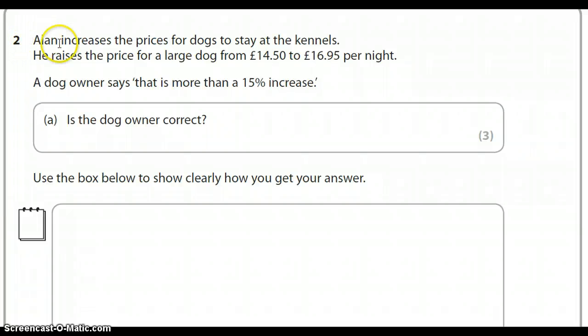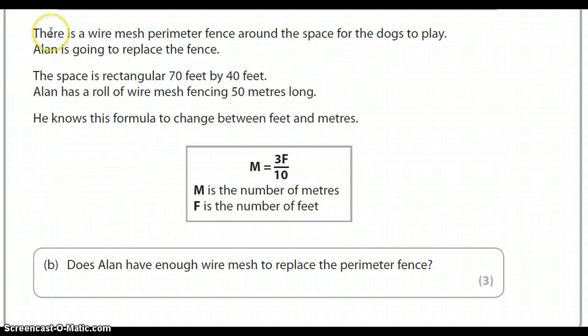Number 2. Alan increases the prices for dogs to stay at the kennels. He raises the price for a large dog from that amount to that amount per night. A dog owner says that is more than that amount, that percentage increase. Is the dog owner correct? Use the box below to show clearly how you get your answer.